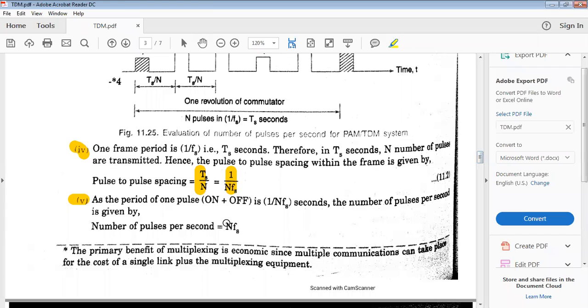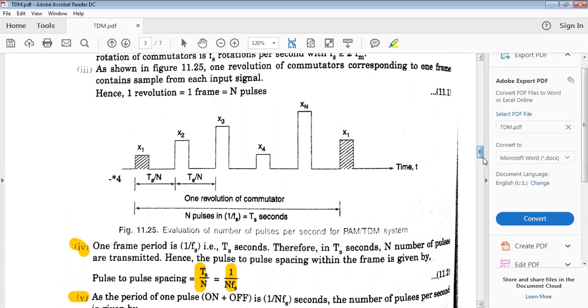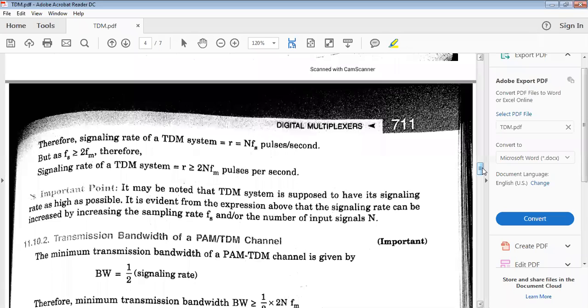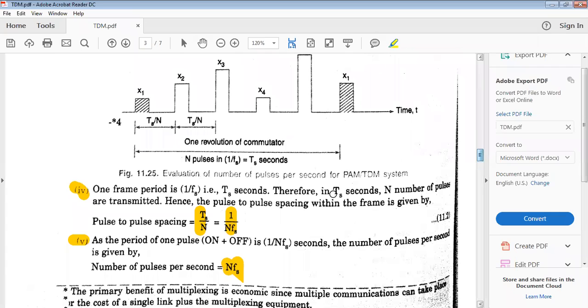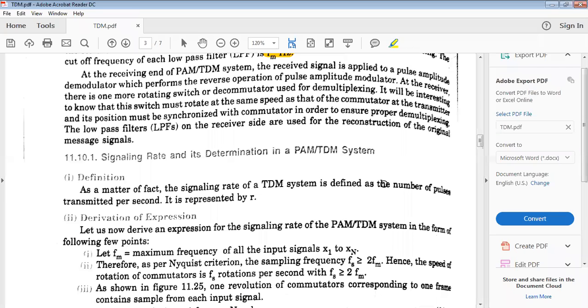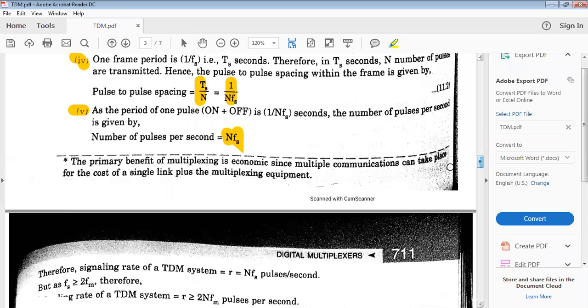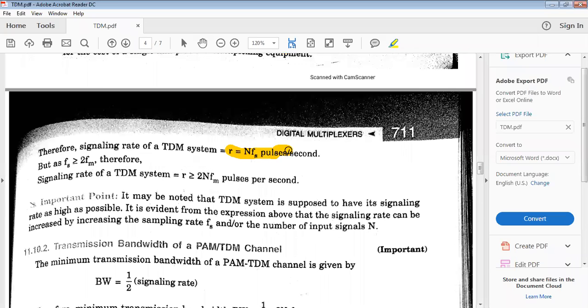The number of pulses per second will be N into Fs, where N is the number of users and Fs is the sampling frequency. Number of pulses per second is defined as the number of pulses transmitted per second, that is the signaling rate, represented by R. So R equals N Fs, and the unit is pulses per second.